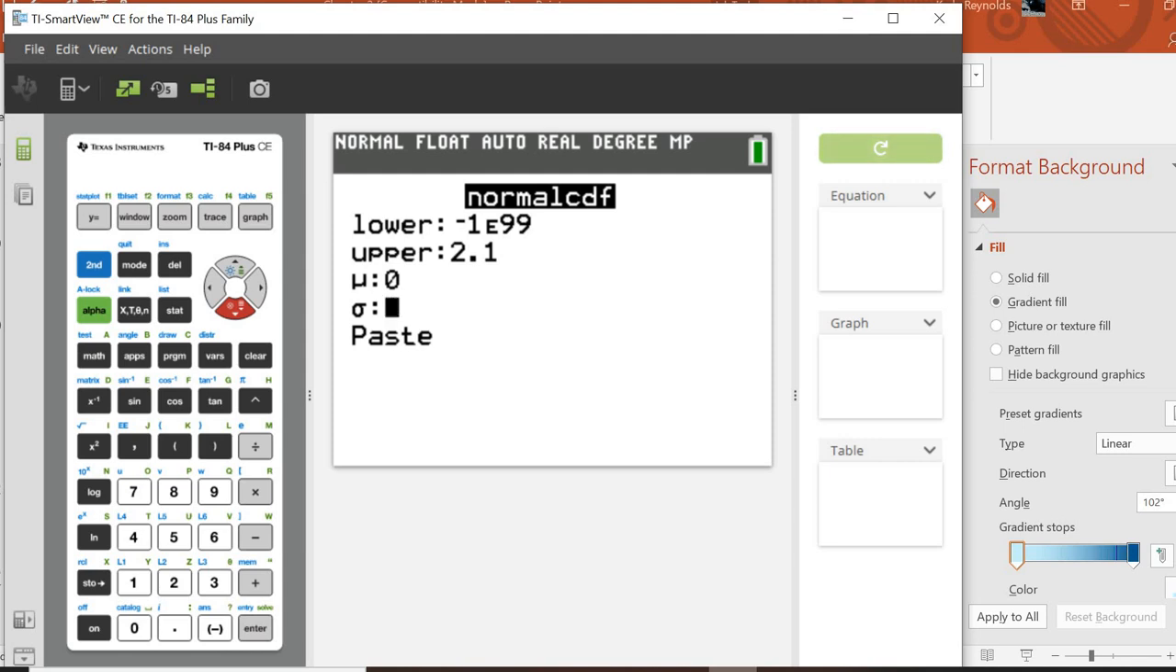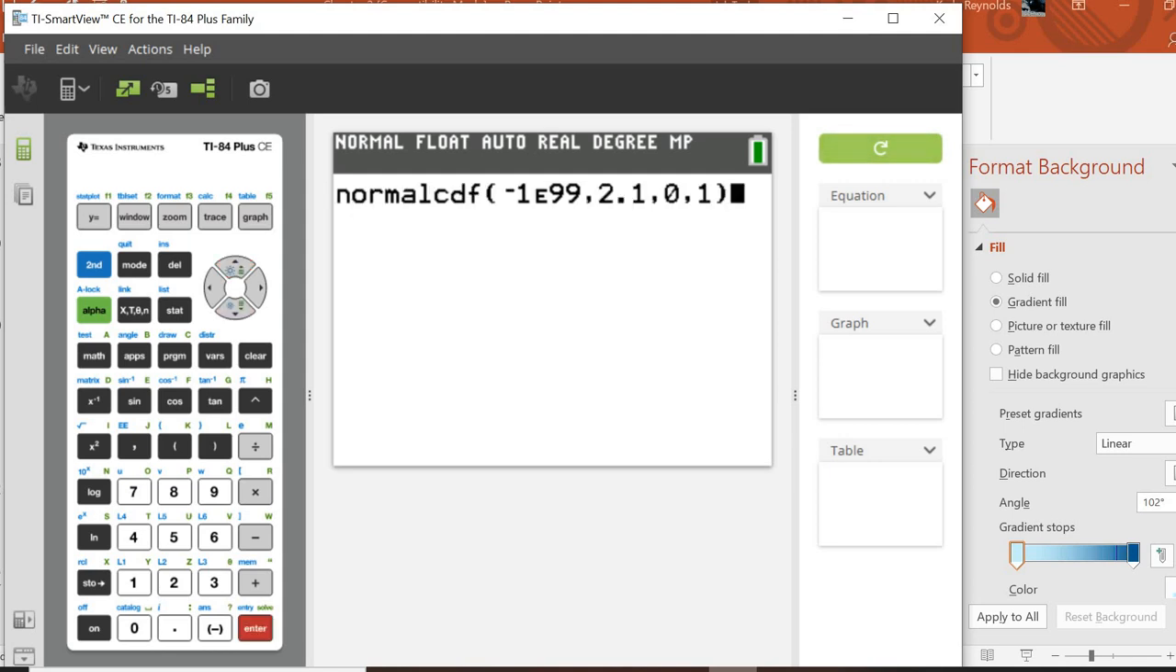Yes, you can get this to do calculations without a z-score by changing mu and sigma, but it's good statistical communication to use your z-score, and therefore you can just type it in and you never have to change the mu or the sigma. All right, then you paste.